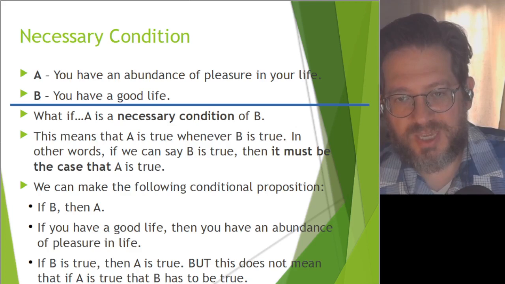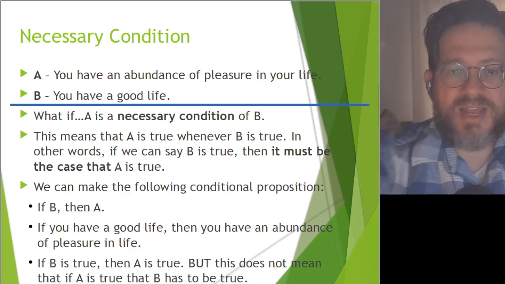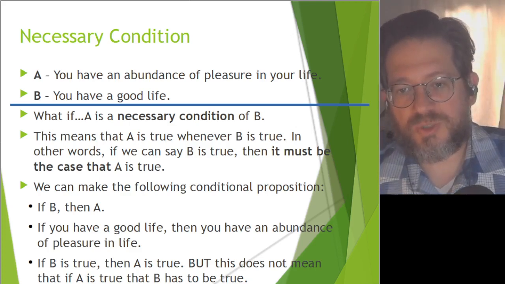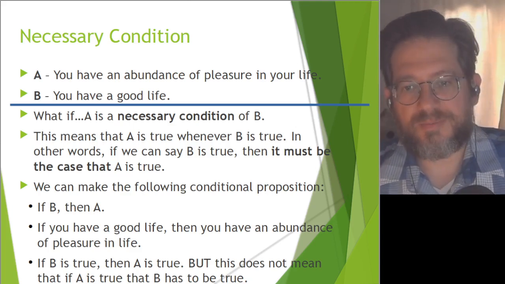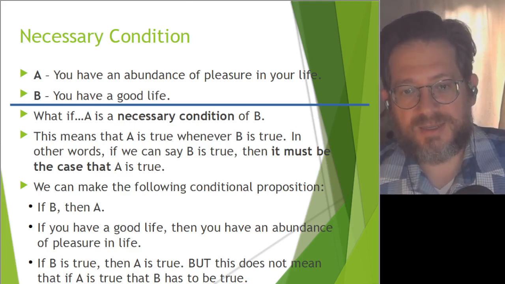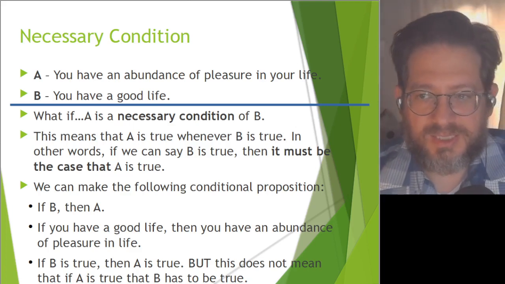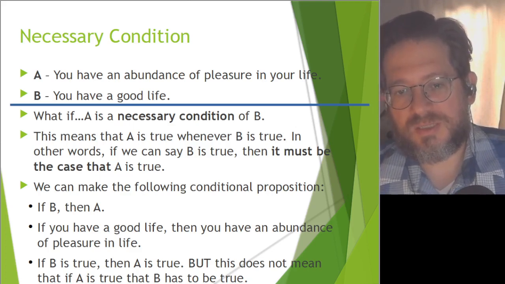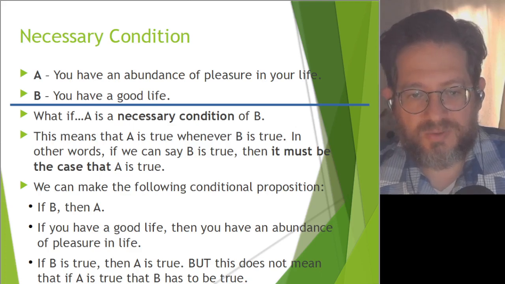So let's put that into the if-then, right? It's whenever B is true. So B has to be true, and then A is true, right? So if B is true, then it must be the case that A is true. That's why this is called a necessary condition. It has to be that way. So how do we write that? We'd have to say that if B, then A. So when it's a necessary condition, we've switched things around. Now A is the consequent and B is the antecedent. So if you have a good life, then you have an abundance of pleasure in your life.